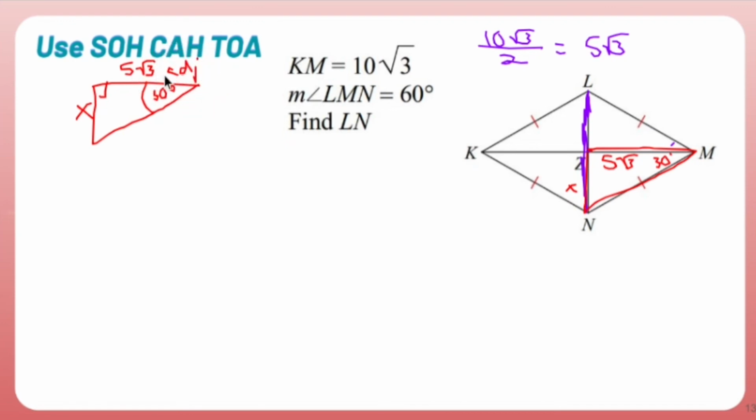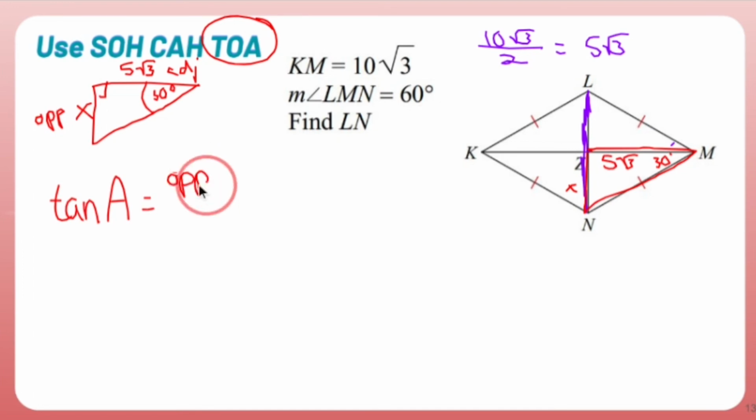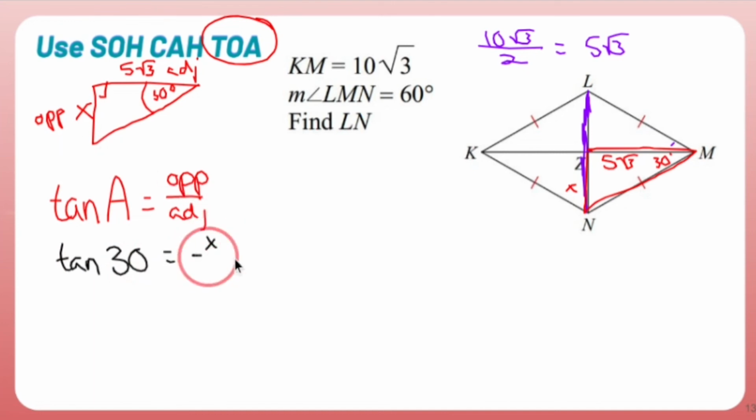All right. 5 root 3 is adjacent. X is opposite. So I need to use the one of these three that deals with adjacents and opposites, and you're my guy. So tangent of an angle is going to equal my opposite side over my adjacent side. Let's plug in what I know. Tangent of 30 is going to equal my opposite side, which is x, over my adjacent side, which is 5 root 3.